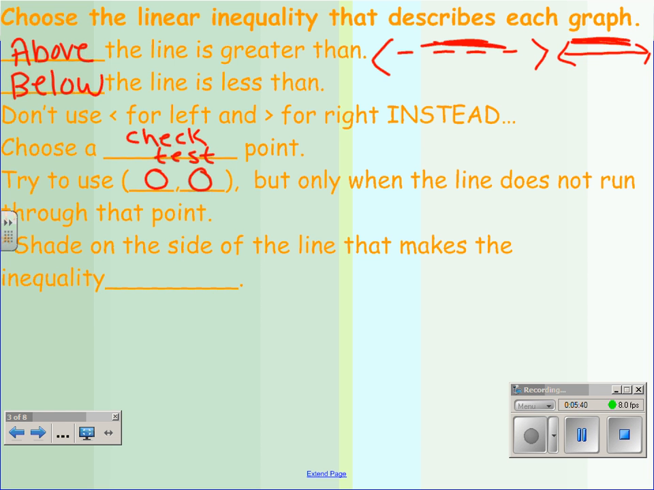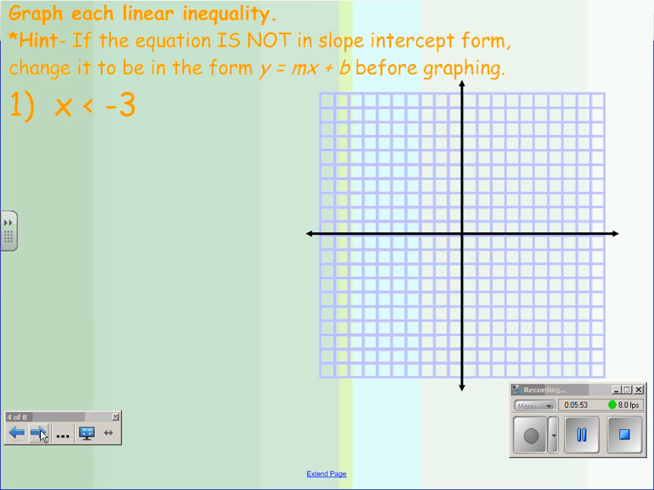Shade on the side of the line that makes the inequality true or false. What do you think there? Of course, we're going to shade where it's true because the region that's shaded is going to be the solution to the inequality. Graph each linear inequality.